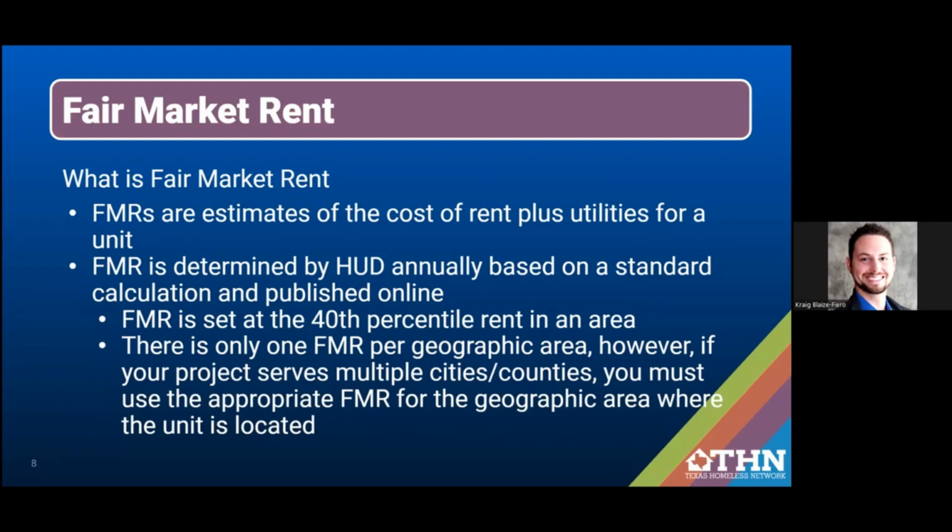So the FMR, kind of technical here, is set at the 40th percentile rent in an area. That means they basically look at all the units in an area and set the FMR so that 40% of the units in the area fall below that amount. When making that calculation, I believe HUD excludes certain types of housing, like public housing, newly built units, or substandard units. There is only one FMR per geographic area. However, if you have a project that is serving multiple geographic areas, you will need to make sure that you are referencing the correct FMR when necessary. Yeah, I think that's it on FMR.